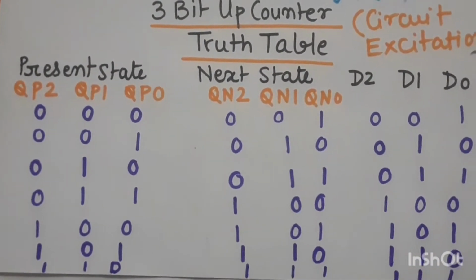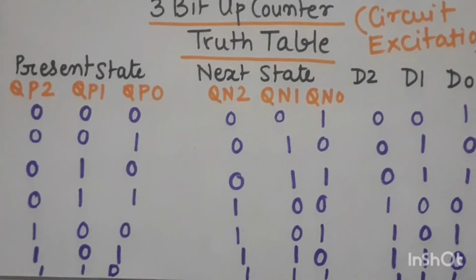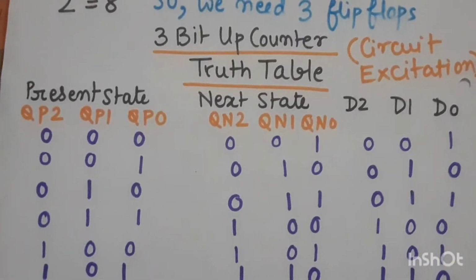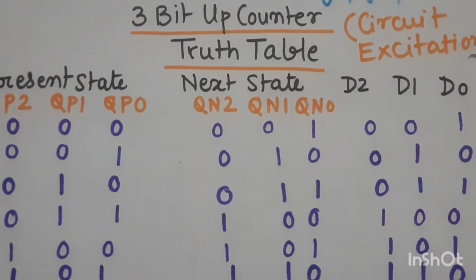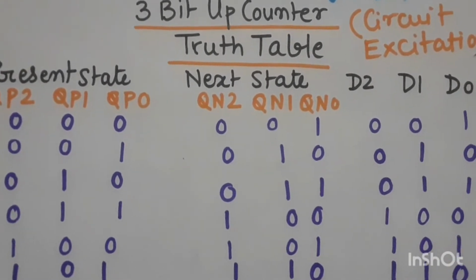Present state is 0, 0, 1. So what would be the next state? 0, 1, 0, that is 2. And D2, D1, D0 would be 0, 1, 0. You can see to it, no? Now you can write it on your own, how it would be for the 8 states.